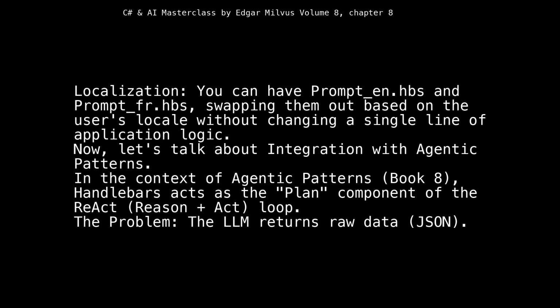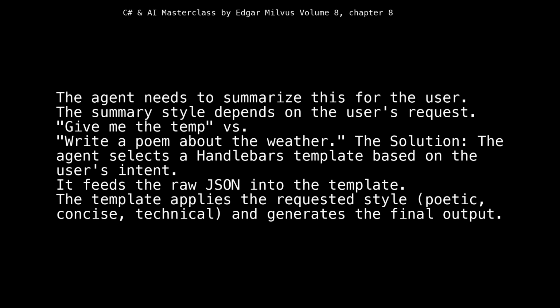In the context of agentic patterns, Book 8, Handlebars acts as the plan component of the ReAct, reason plus act, loop. The problem: the LLM returns raw data, JSON. The agent needs to summarize this for the user. The summary style depends on the user's request: "Give me the temp" versus "write a poem about the weather." The solution: the agent selects a Handlebars template based on the user's intent. It feeds the raw JSON into the template. The template applies the requested style, poetic, concise, technical, and generates the final output.